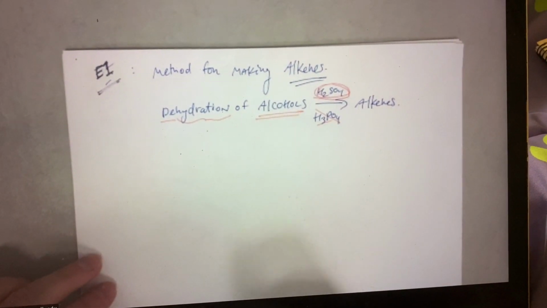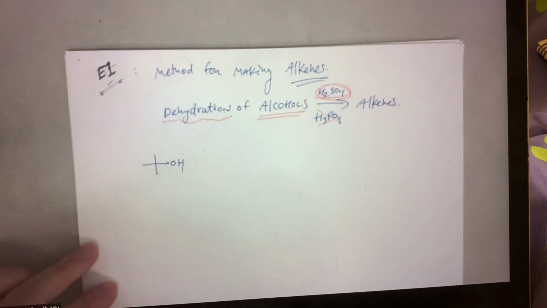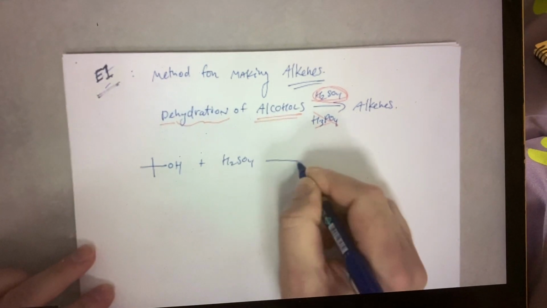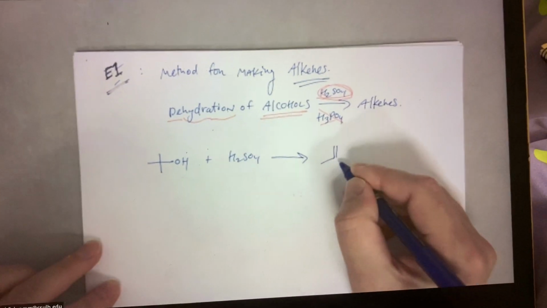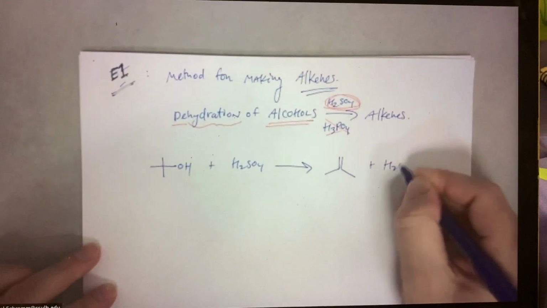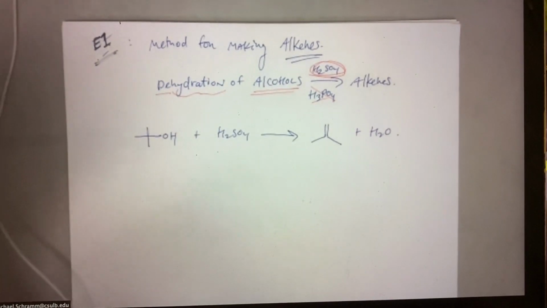And so in general, let's just look at a specific example. Let's take t-butyl alcohol plus H2SO4. This would work with H3PO4. And what we get out of this reaction, in the end, is an alkene plus water. So this will be the general reaction that we're always seeing. It should be a little bit familiar to you.